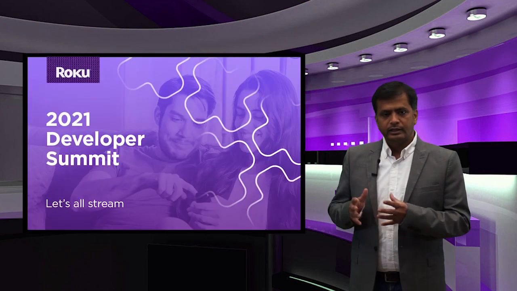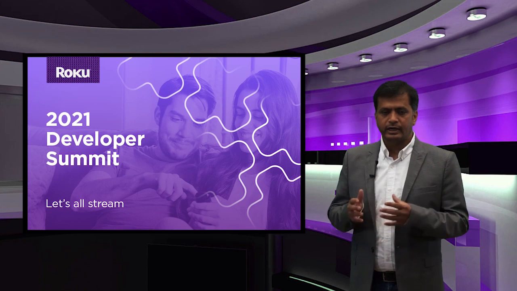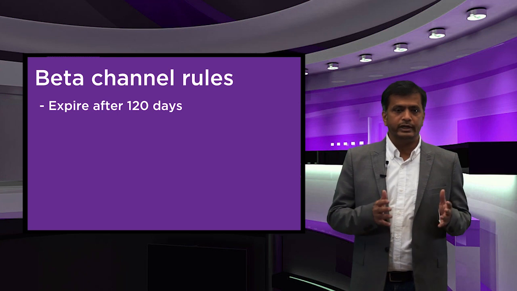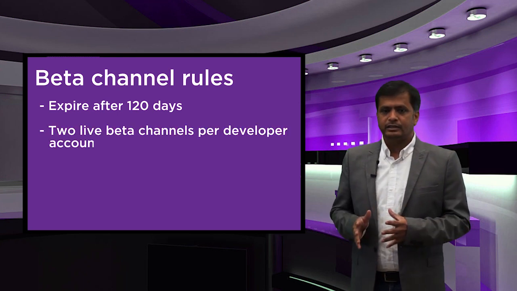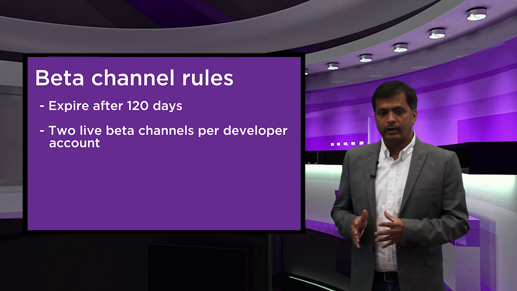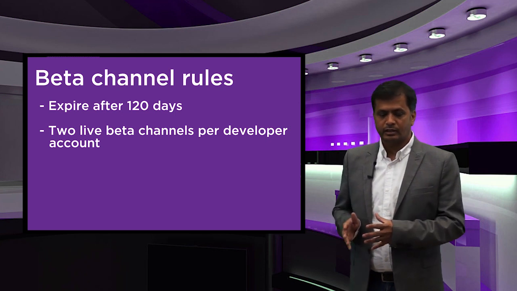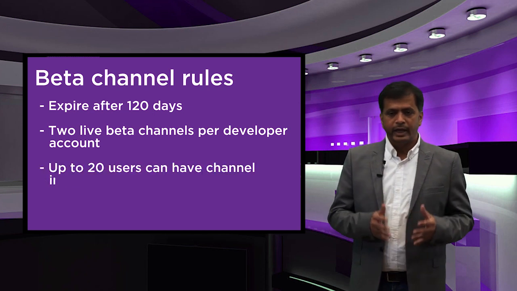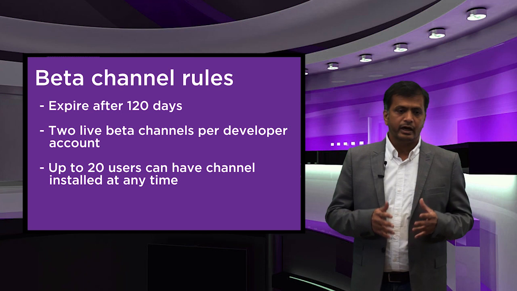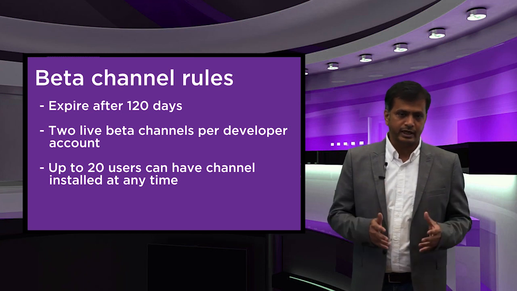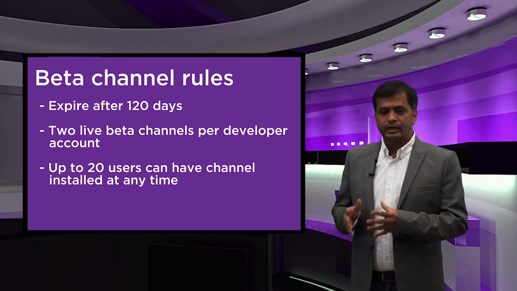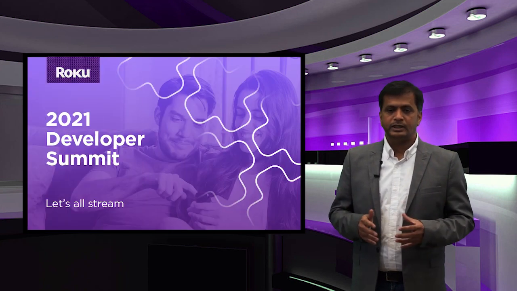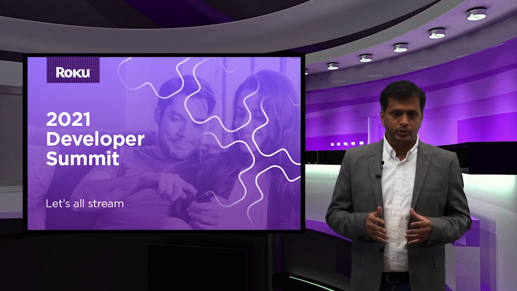Now, once again, there are a few rules for creating and installing beta channels. First, they expire after 120 days. Second, a developer account may only have up to 2 beta channels live at any point of time. And finally, a beta channel may only be installed by a maximum of 20 users at a time. You can create beta channels from the developer dashboard with just a few steps. Beta channels cannot be promoted to public channels.